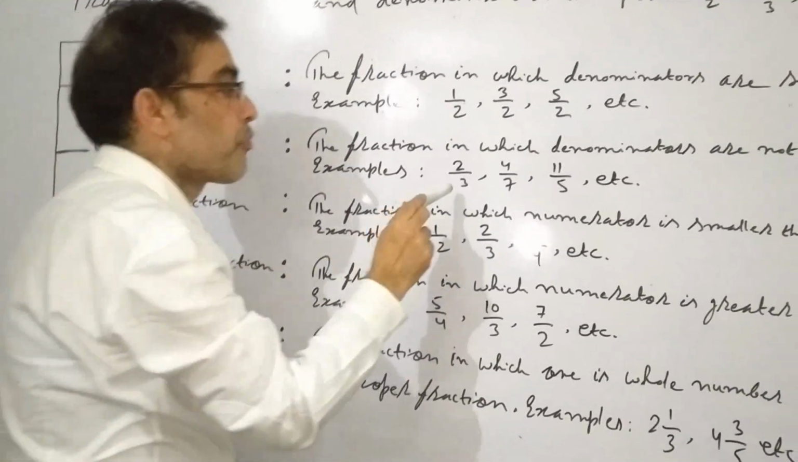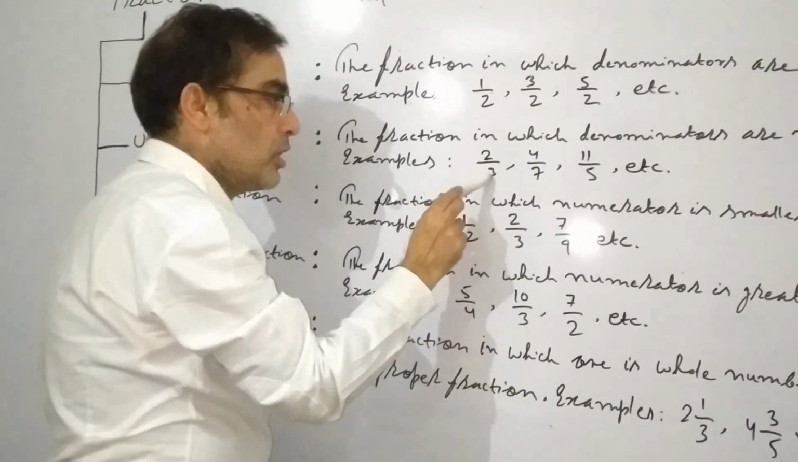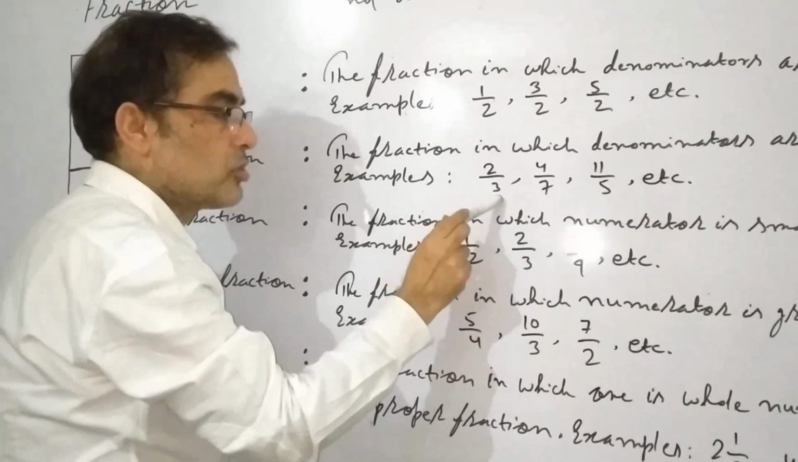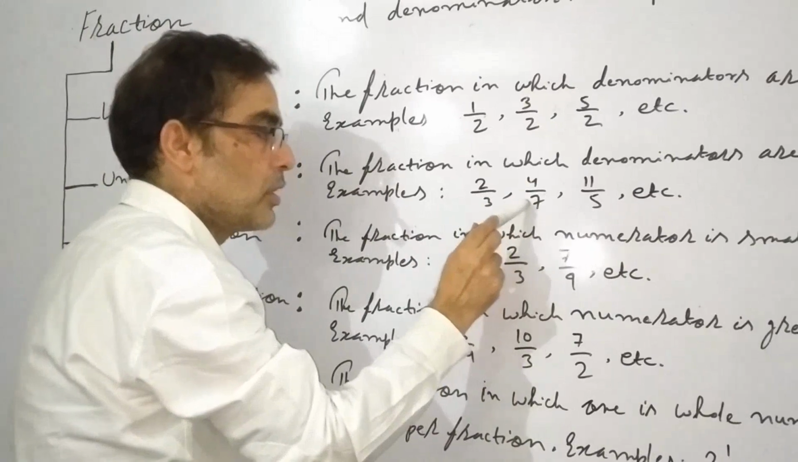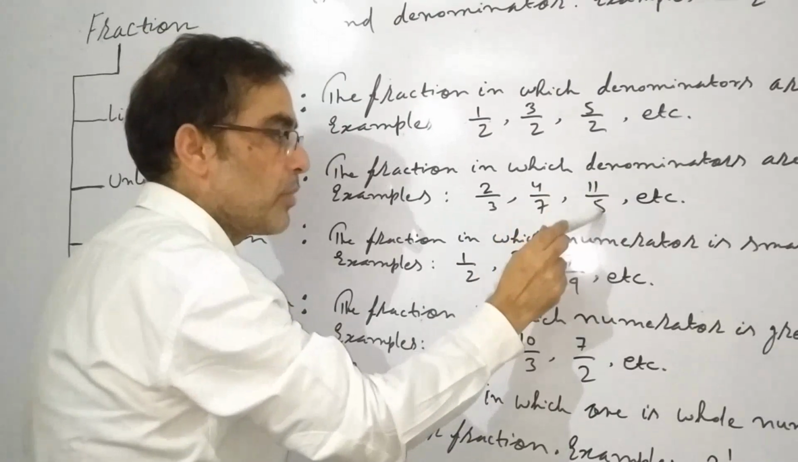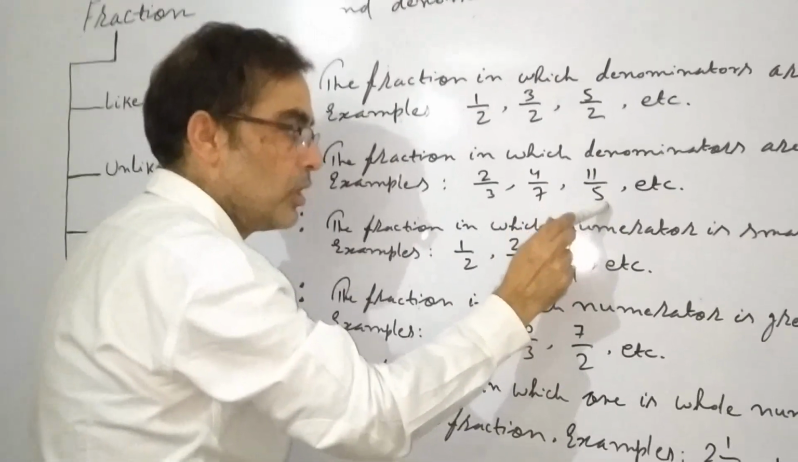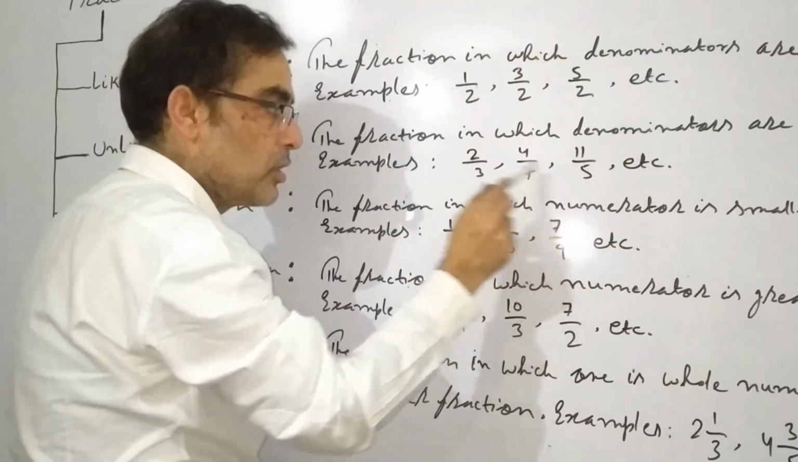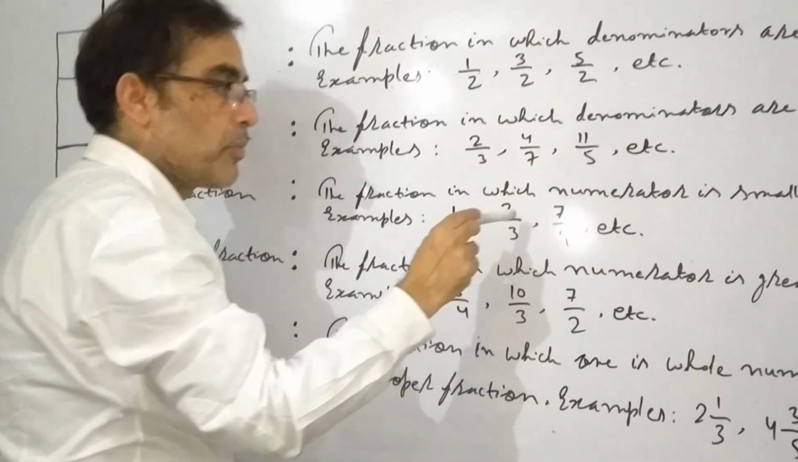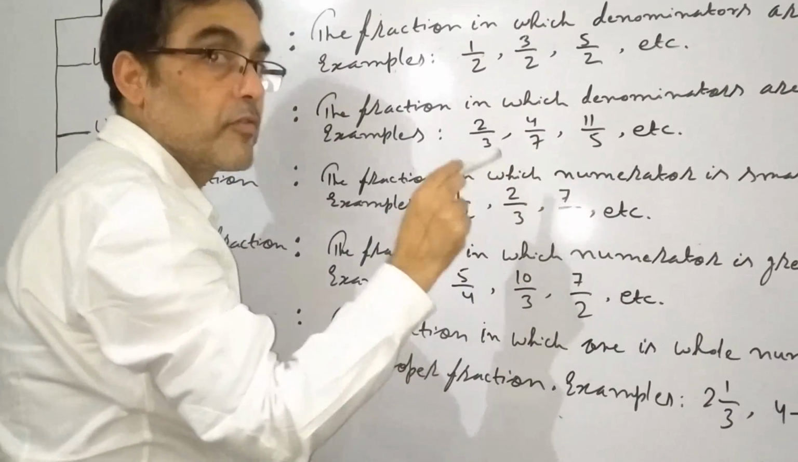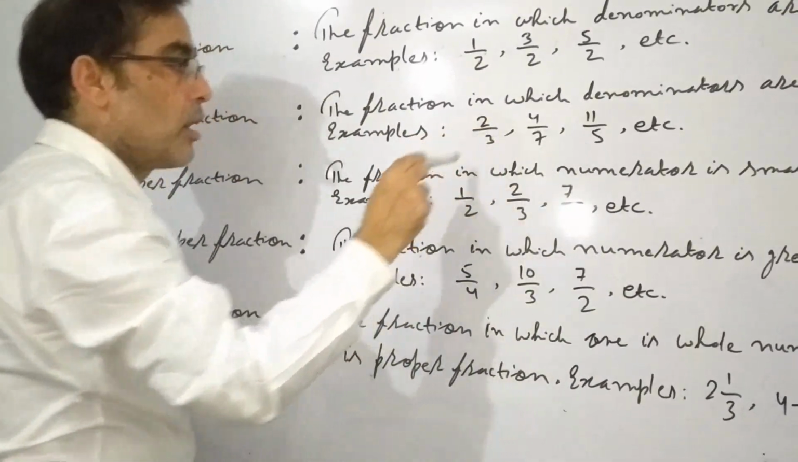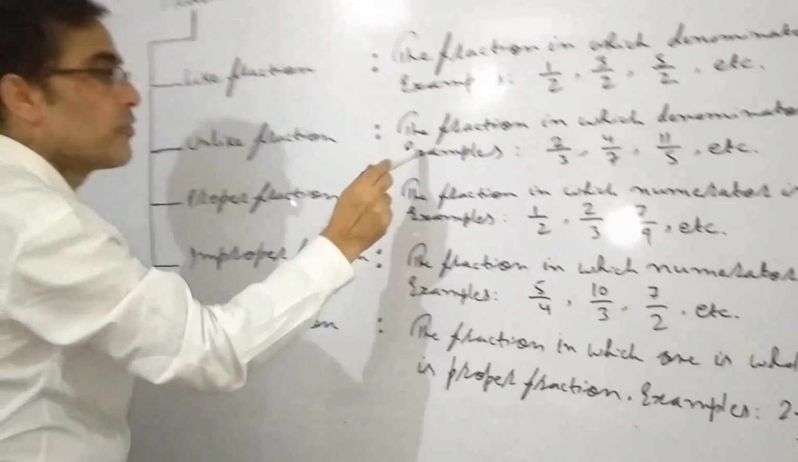Here you see in 2 by 3, the denominator is 3. In 4 by 7, the denominator is 7. In 11 by 5, the denominator is 5. In all these three examples, the denominators are different. So these are the examples of unlike fractions.